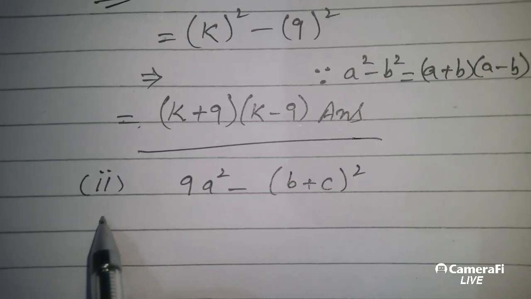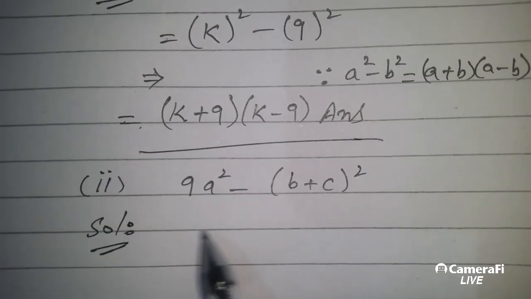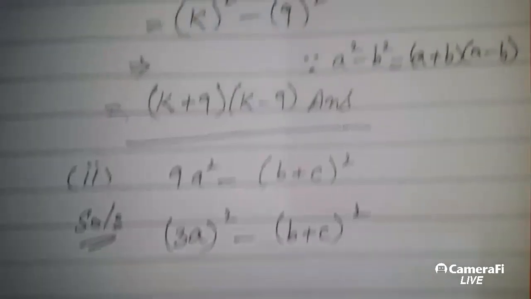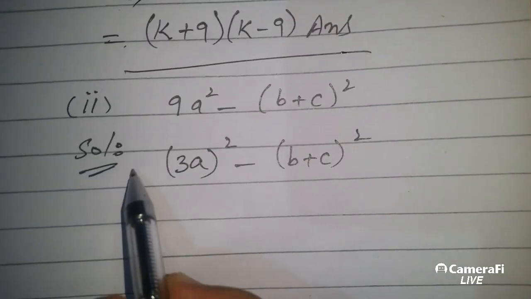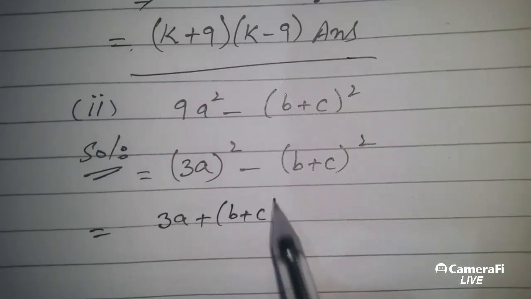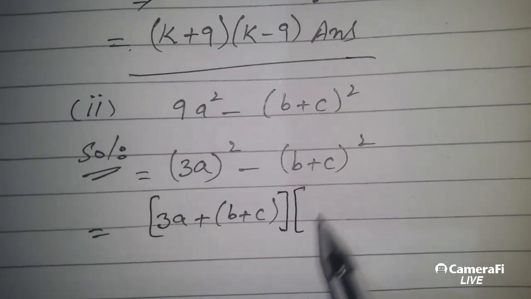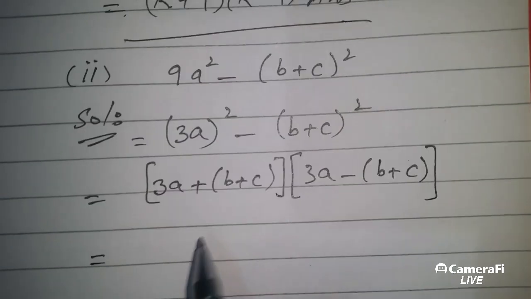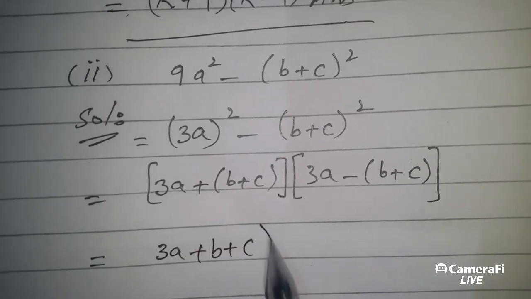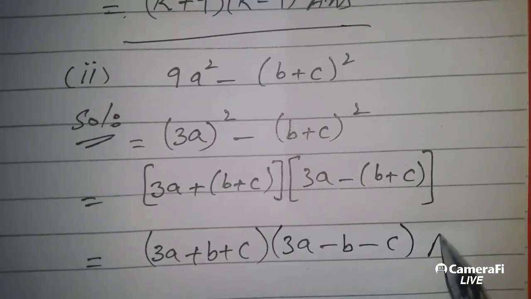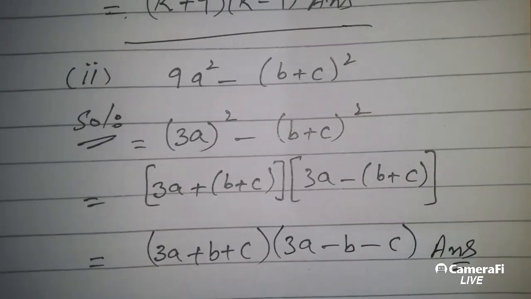Here again, this is b plus c whole square. Again applying the formula, we can just write it as 3a plus b plus c, 3a minus b plus c, 3a plus b plus c, and 3a minus b minus c. So this is the answer to the question.